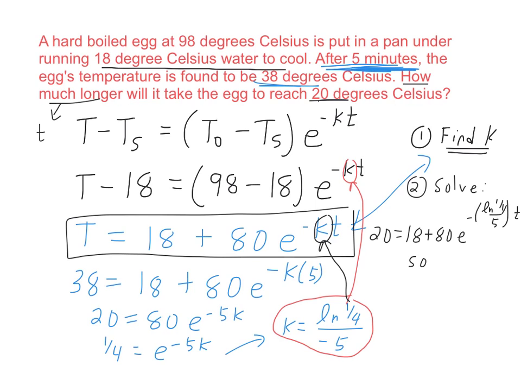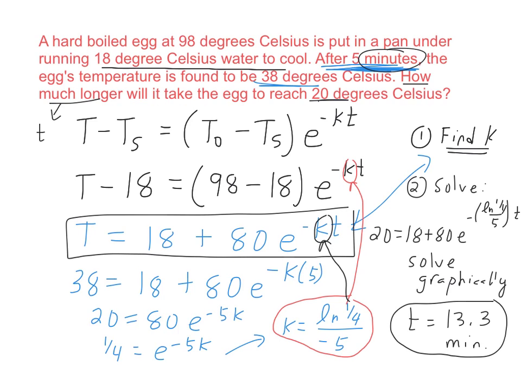You can solve this graphically, so you need to make sure you practice doing this. Don't just take my word for it. When you solve this graphically, your t value is going to be about 13.3, and we're talking about minutes. That certainly sounds reasonable: after about 13.3 minutes it will reach that temperature.